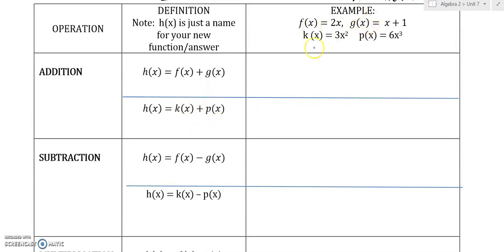Then in the next box, it gives you a bunch of different functions, a bunch of different numbers and things to go off of. So it labels f of x is equal to 2x, it gives you g of x, it gives you k of x, it gives you p of x. So we're going to utilize these in practice.